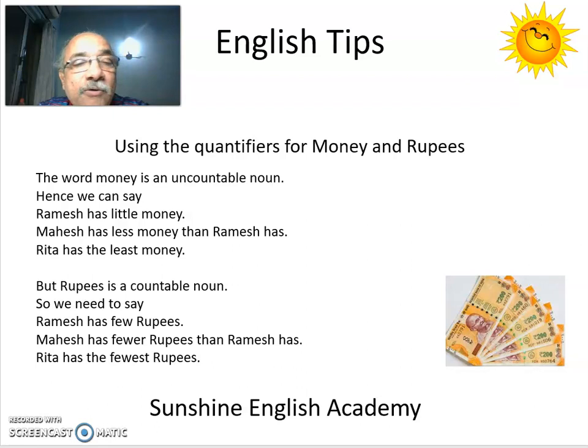But rupees is a countable noun, and therefore we can use the words few, fewer, and fewest. So we need to say Ramesh has few rupees. Mahesh has fewer rupees than Ramesh has. Rita has the fewest rupees. Okay, so if one had 1,000 rupees, one could say, I have 1,000 rupees. There's a number which you can use before the noun rupees.